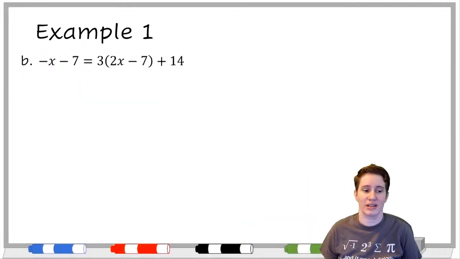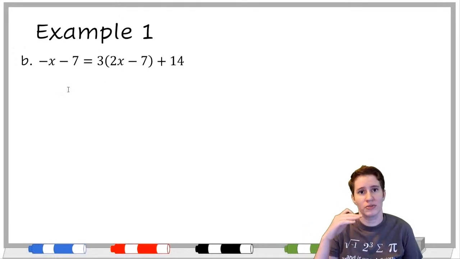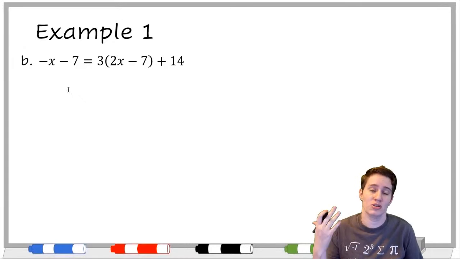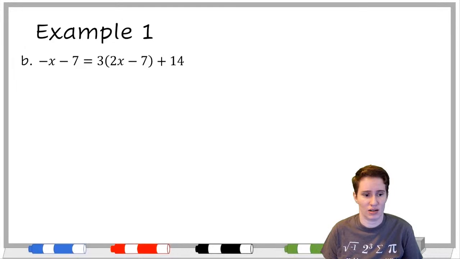All right, here we have example 1b, and we want to go through those steps again. So starting off, our eyes are supposed to be drawn to the parentheses. This time they're on the right side. That's going to be fine.